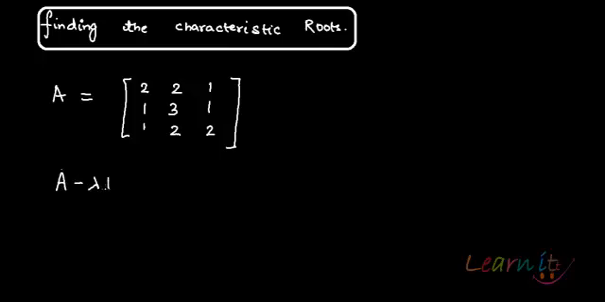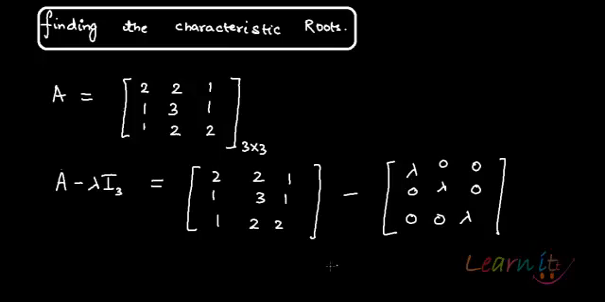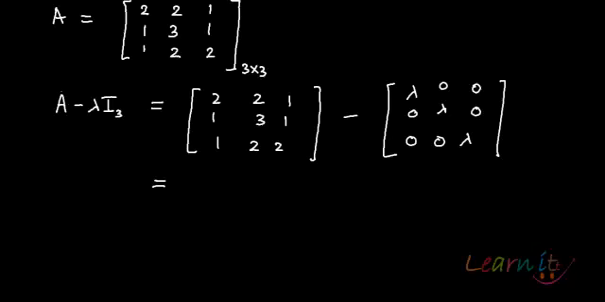A minus lambda I. Now this time I will be a 3-degree identity matrix, because we have the case of a 3 by 3 matrix. Now A minus lambda I in this case will be A is 2, 2, 1, 1, 3, 1, 1, 2, 2, and we need to subtract lambda I. Lambda I will be the scalar matrix with lambda on my diagonals and 0 in other places. So it will look like this. So ultimately the matrix that we will obtain will be looking like this.